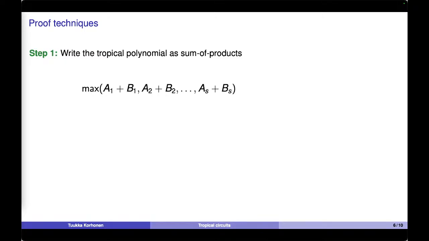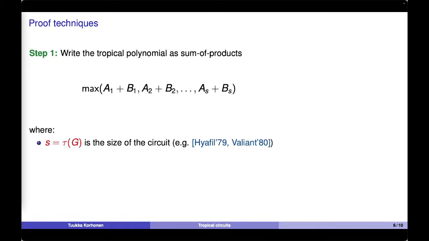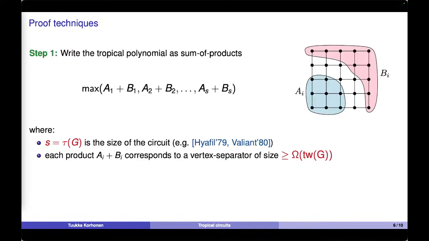You have a polynomial, and if you have a circuit of size s, you can write it as a sum of products. So it's now a max of sums of s products. This is a very old technique, the rectangle decomposition. And now typically you want to say that each of these is balanced.